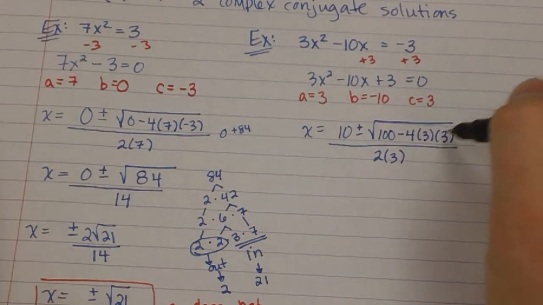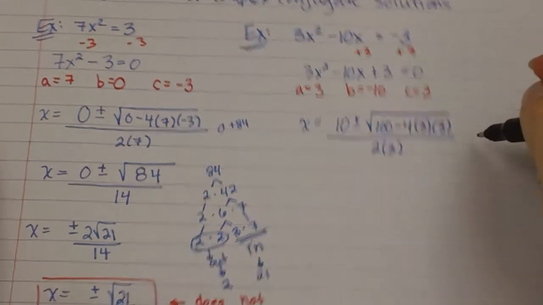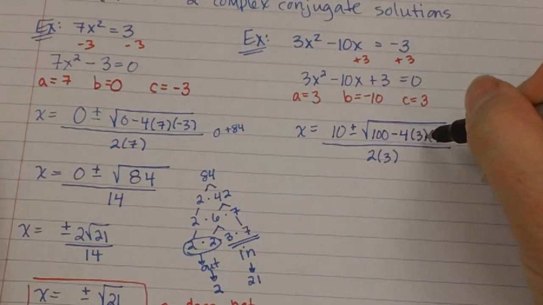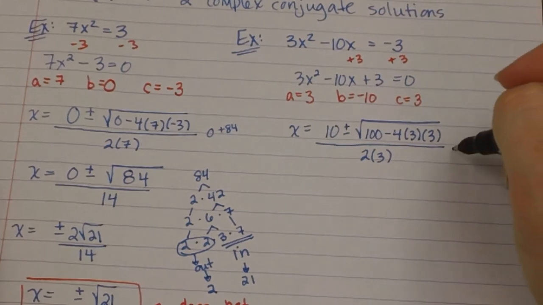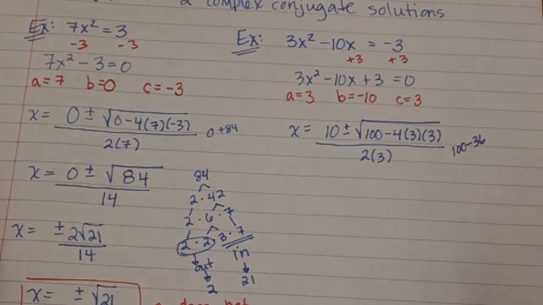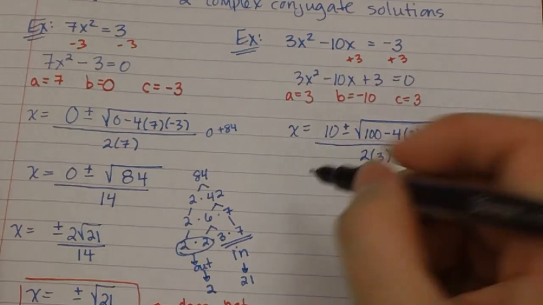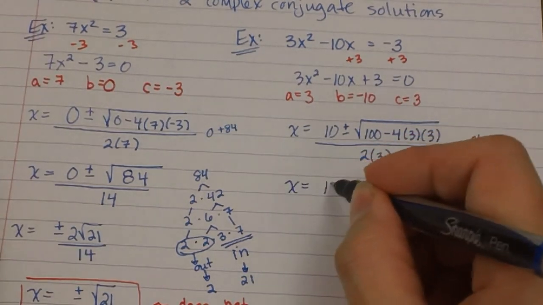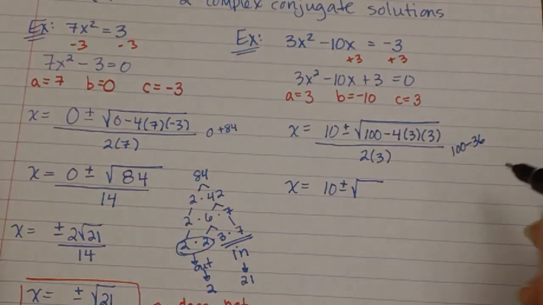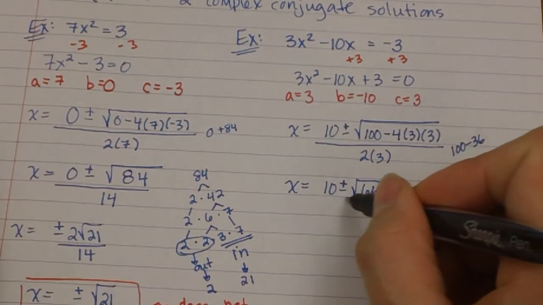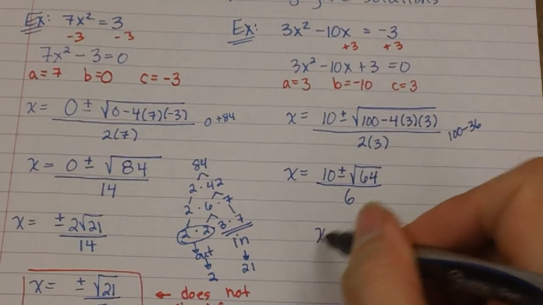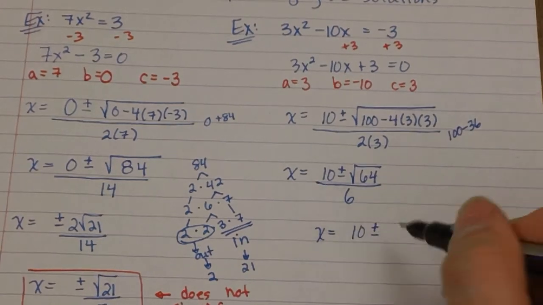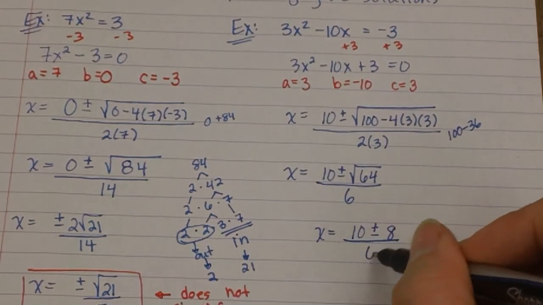Let's work on simplifying inside this radical. I'm going to have 4 times 3, which is 12, or negative 12, since I have negative 4 times 3. So negative 12, and then negative 12 times 3 is negative 36. So I really have 100 minus 36 inside my discriminant. So x equals 10 plus or minus the square root of 100 minus 36 is 64, and that's all divided by 6. The square root of 64 simplifies easily, so we get 10 plus or minus 8 all over 6.